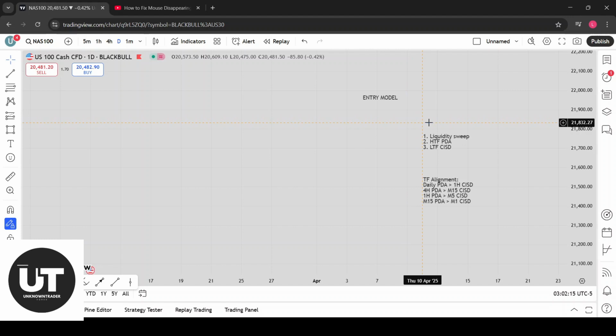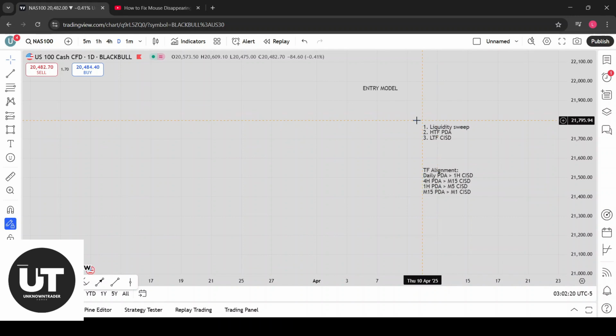I'm only looking for three things when I'm taking my entries and I'm taking trades. I like to keep things simple, and I don't want to complicate it and look for way too many things. I'm only looking for three things to happen at the right time. So, what am I looking for? One, a liquidity sweep.